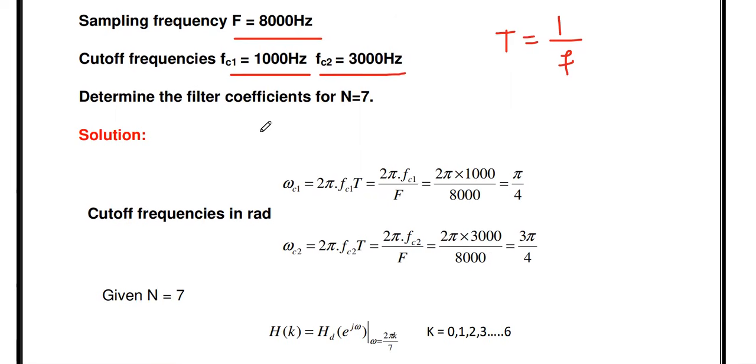Similarly, the upper cutoff frequency omega c2 is calculated by 2 pi fc2 into T. So 2 pi into 3000 divided by 8000, and we get 3 pi by 4.